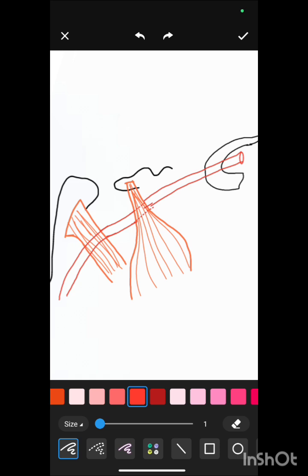Coming to the first part, you have the superior thoracic artery. This is the superior thoracic artery. It is a very small branch that arises from the first part, which runs along the superior border of the pectoralis minor muscle, and it supplies the pectoralis major and minor muscles and the thoracic wall also.